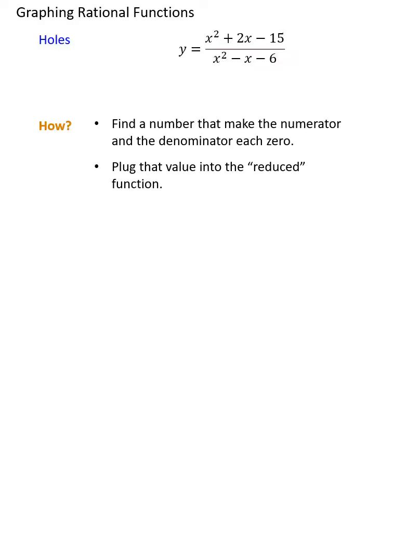Let's now take a look at our third of 4 features of rational functions. These are called holes in the graph, and they're rare, but let's take a look at both how to find them when they exist and why that process works. Let's start with the how. Here's an example. How do we go about finding if there is a hole in this function, and if so, what it is? Here are the rules. I'll pause while you read them.